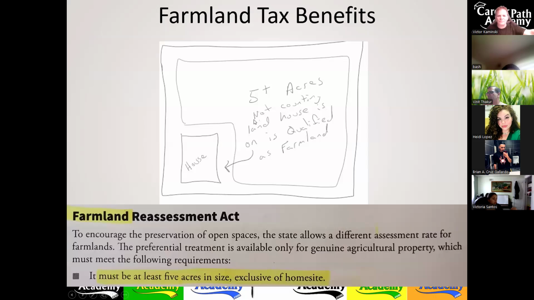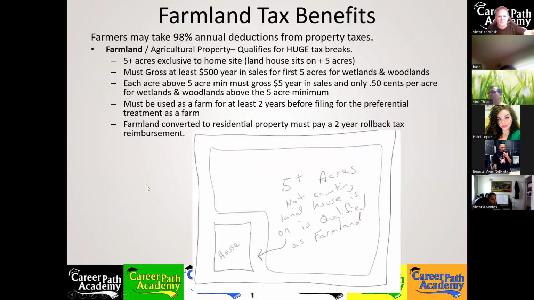So here's a little image, one of my cartoonish drawings. You've got to have at least 5 acres of land, not counting the land that the house is sitting on. So it's going to look like this here. In addition to the house, you've got to have 5 acres of land, okay? And the farmers can take a 98% annual deduction from the property taxes.